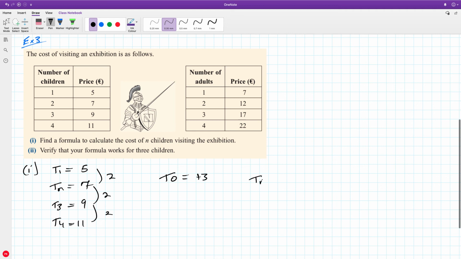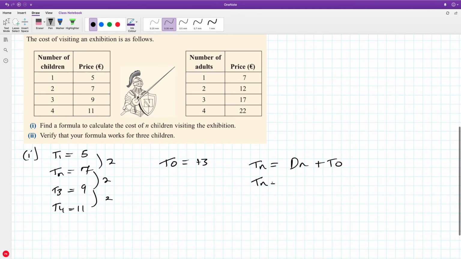Perfect. Tn is equal to dn plus t0. The more you write out the formula, the more you remember it. Tn is equal to d, which is 2n plus 3. Dermot, the second part of that question. Any idea how I'm going to verify that formula works for 3 children?